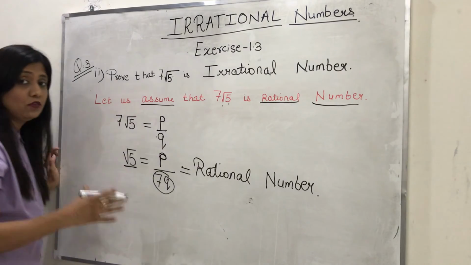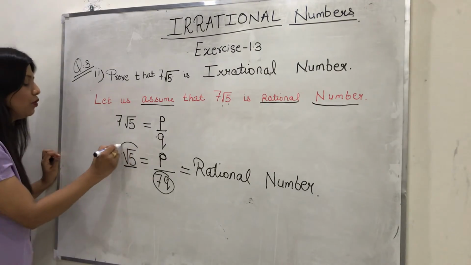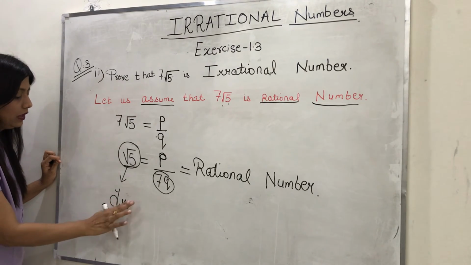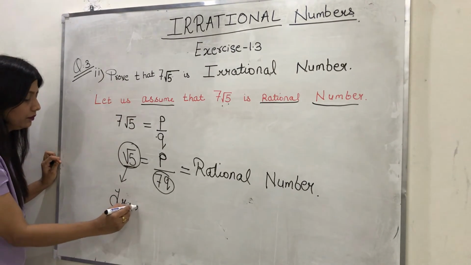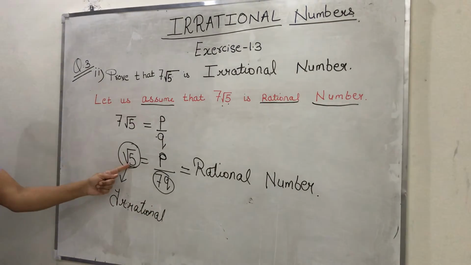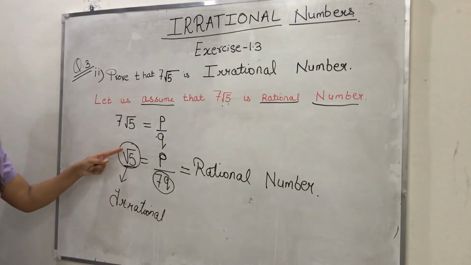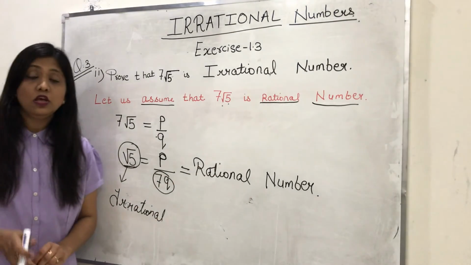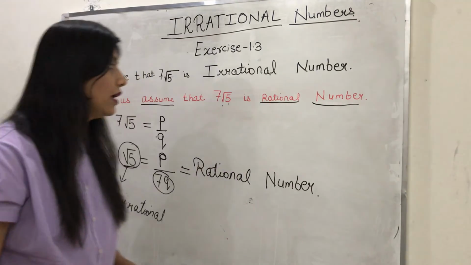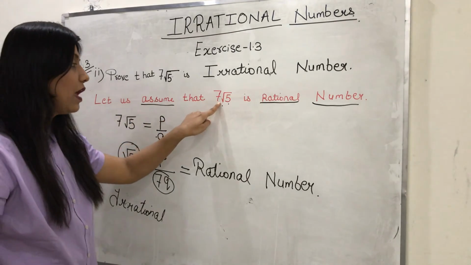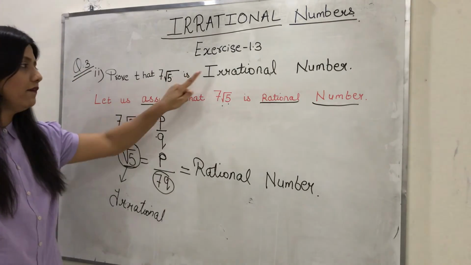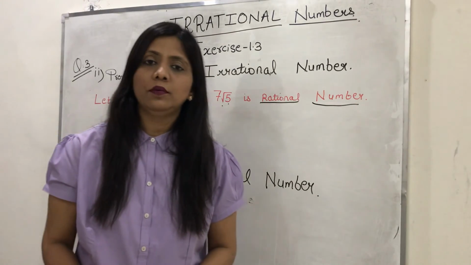But in this exercise, we have already proved that root 5 is not rational, it is irrational. So this is contradictory, right? Here I am saying root 5 is rational and I already know that root 5 is irrational. Since it is contradictory, it means that my assumption is not correct. My assumption that 7 root 5 is a rational number is not correct. 7 root 5 is an irrational number.